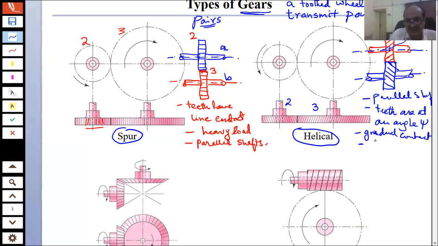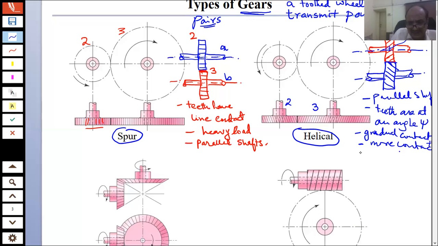So the contact between the teeth is gradual, and since many teeth are in contact with each other, there is increased contact area, and therefore the power that can be transmitted with these helical gears is more, because they have more contact than spur gears.